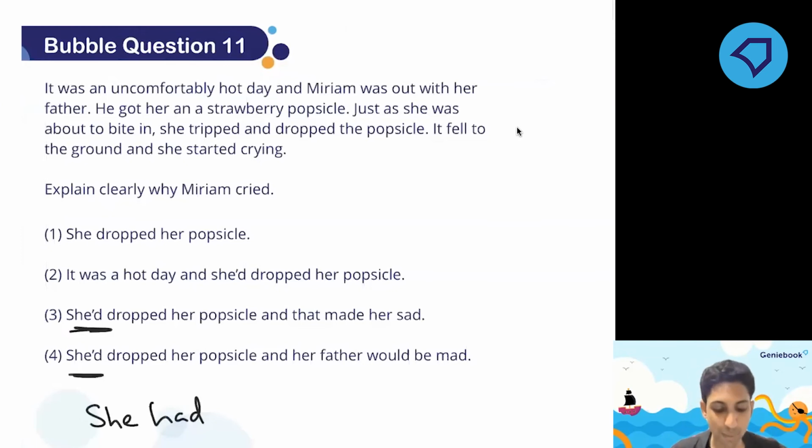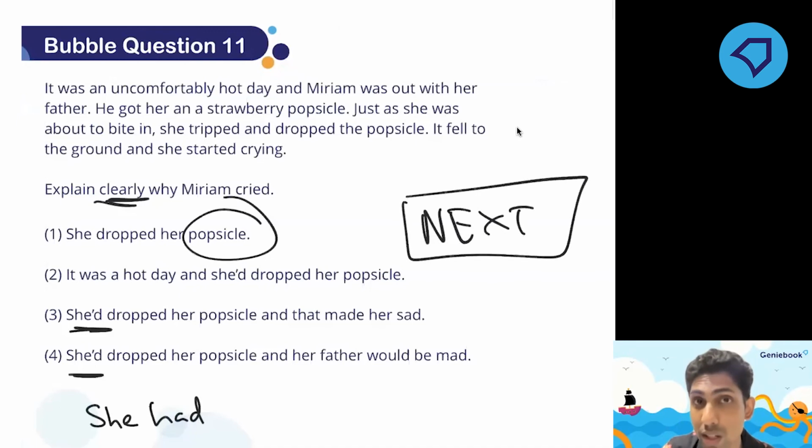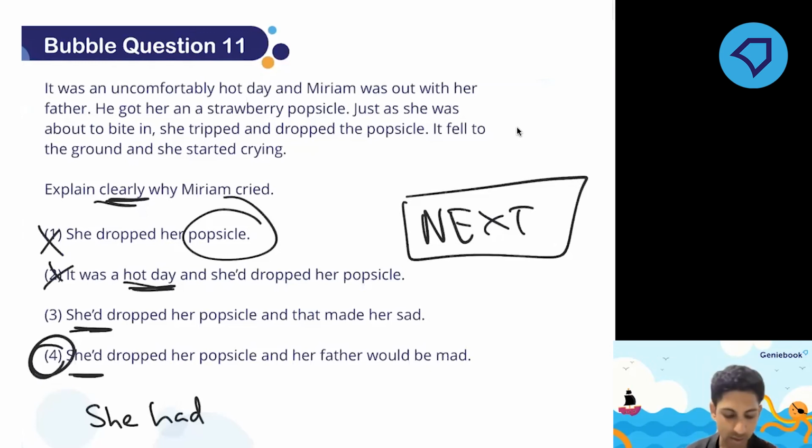Now, explain clearly why Miriam cried. So dropping a popsicle is not enough. We will see on the next slide why dropping the popsicle is not enough, okay? Yeah, it was a hot day, but that's not the reason why she cried. So not this, not this. And then number 4 is an assumption. We don't know what her father will do, so we will not assume. But we know for a fact she was sad. So we say that made her sad. Kind of a duh thing, but it is very logical if you think about it. Okay, so we have 158 here.